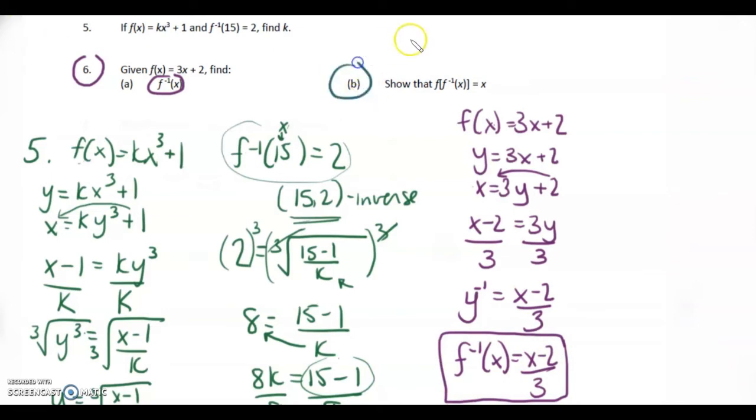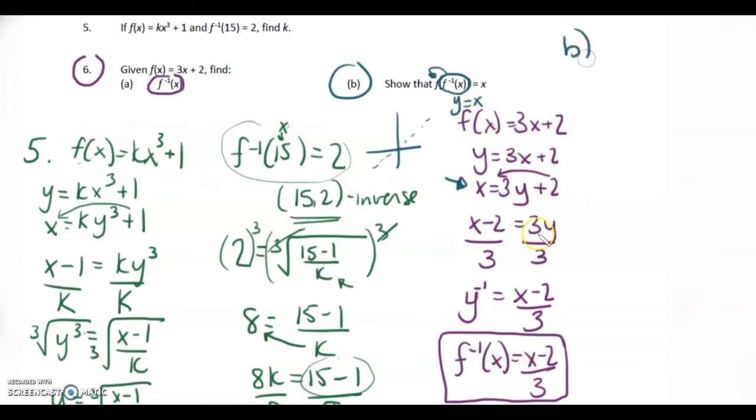Okay, b is a little bit different. We have to show that if we were to substitute the inverse into the actual original, we're going to be just left with x, which makes sense because we would be left with y equals x, that's the reflection line. And then also it's like the step right here where we switch the y and the x. Okay, so that all makes sense.